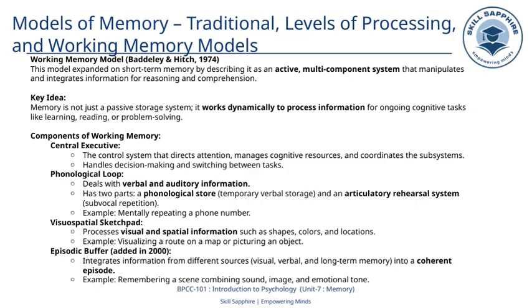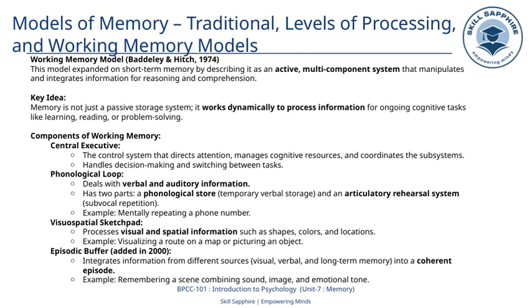Now, let's break down the main components of this model. First, we have the central executive. Think of this as the control center. It directs our attention, manages our cognitive resources, and coordinates the other subsystems. It's responsible for decision-making and switching focus between different tasks.